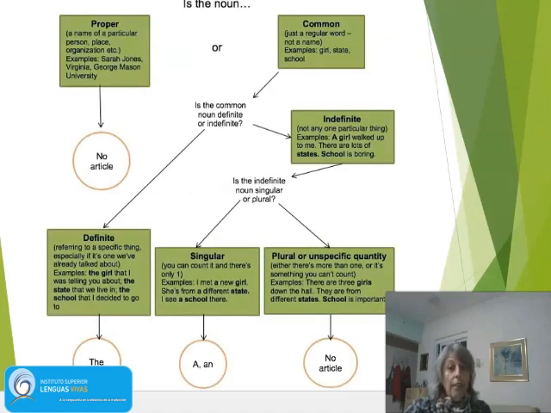And here you have a chart that is very complete with examples that will help you sum up the topic and understand the topic fully.